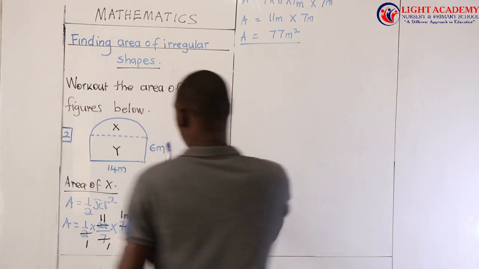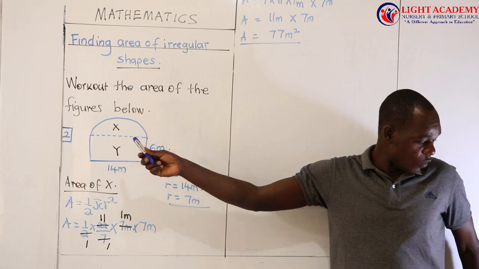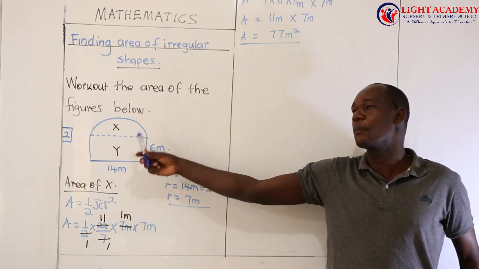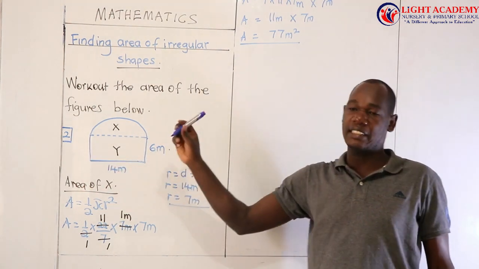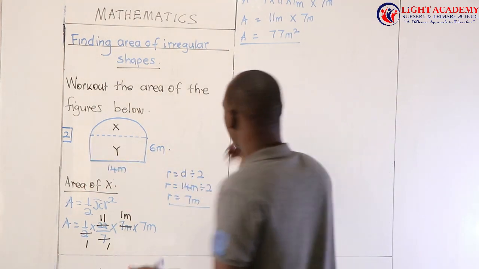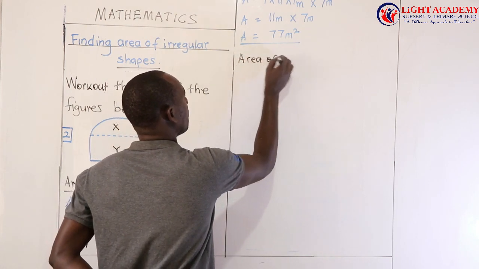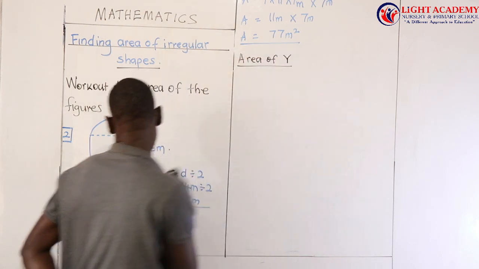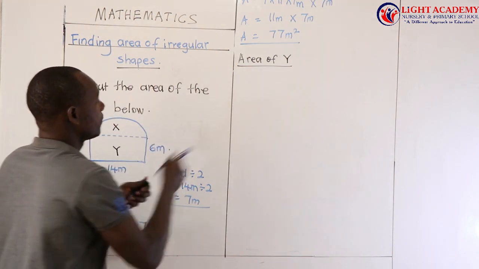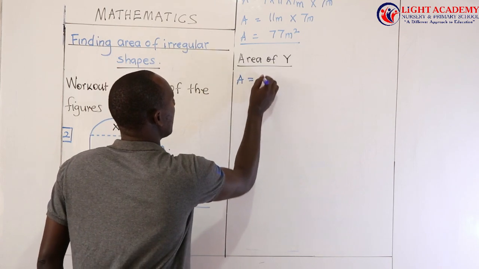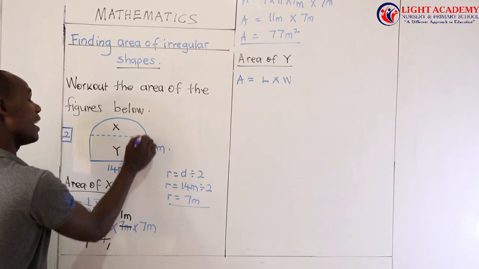Now our task is to work out the area of this lower rectangle. And we are aware, we learned this already from P3, P4, P5, even P6. So how do I work out the area of the rectangle, which is the area of part y? We already said y is a rectangle. Area of a rectangle equals length times width. We just multiply the length and the width.